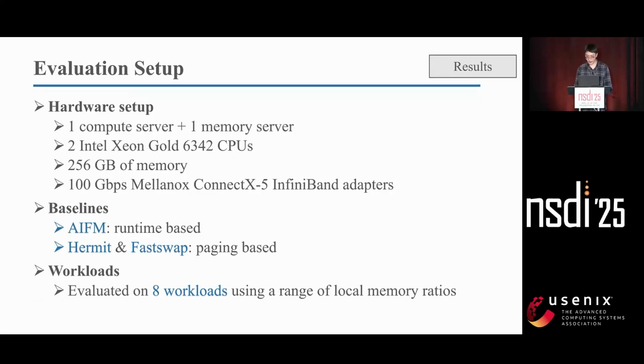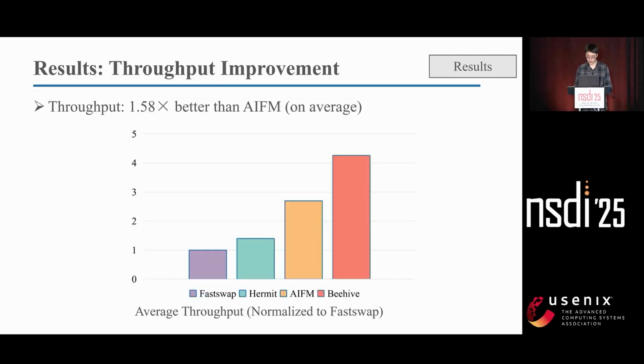We have evaluated Beehive on 8 workloads using a range of local memory ratios. The baselines include AIFM, which is the state-of-the-art runtime system, and the paging-based systems Hermit and FastSwap. We can achieve much better throughput than our baselines, and on average, Beehive performs 1.58 times better than AIFM.